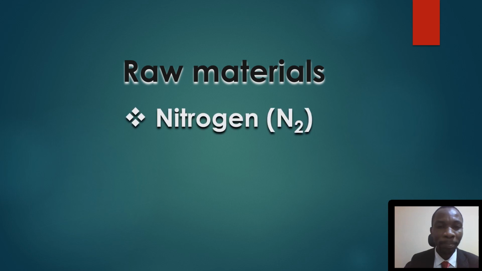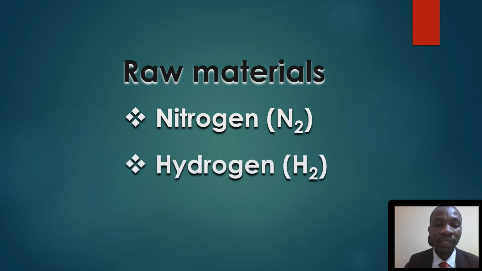Now, we have said we need nitrogen, and the chemical formula for nitrogen gas is N2. Then hydrogen, its chemical formula is H2. So when you are told to give the name, you write the name in words. Do not write the chemical formula. But when you are told to write the chemical formula, do not write the word nitrogen. Just write the chemical formula. Those are the two raw materials.